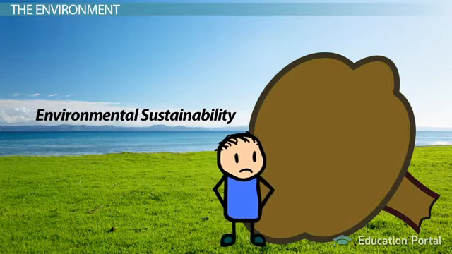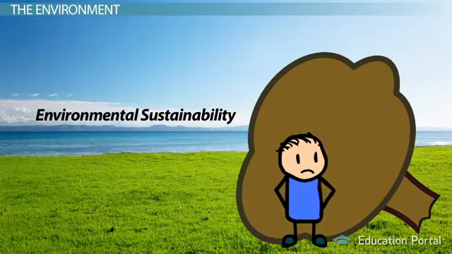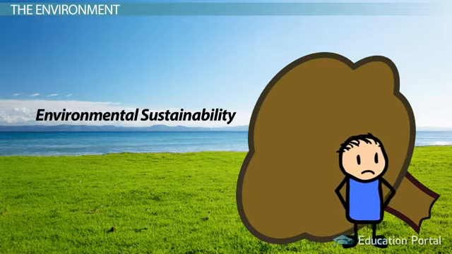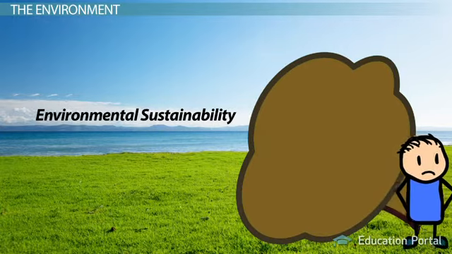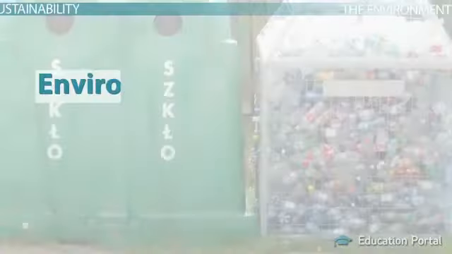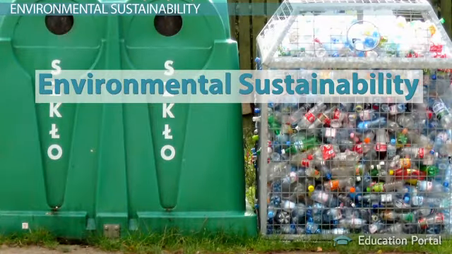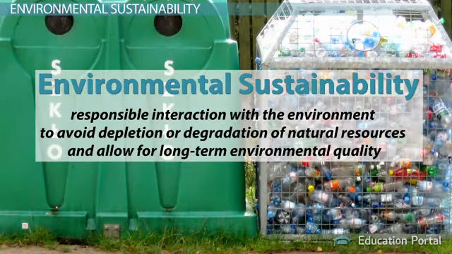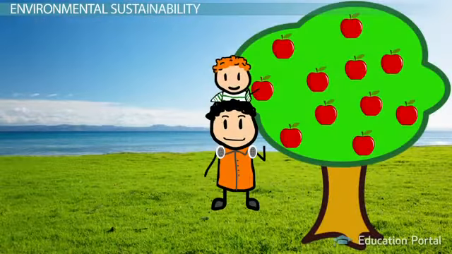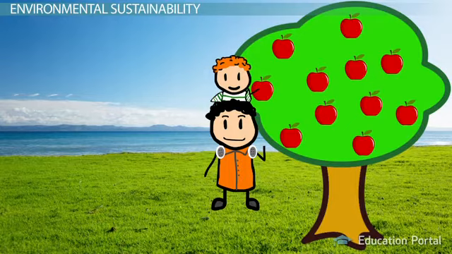In this lesson, we will look at this concept and a few ways it is being applied to ensure that future generations can enjoy the natural resources our planet has to offer. Environmental sustainability is defined as responsible interaction with the environment to avoid depletion or degradation of natural resources and allow for long-term environmental quality. The practice of environmental sustainability helps to ensure that the needs of today's population are met without jeopardizing the ability of future generations to meet their needs.